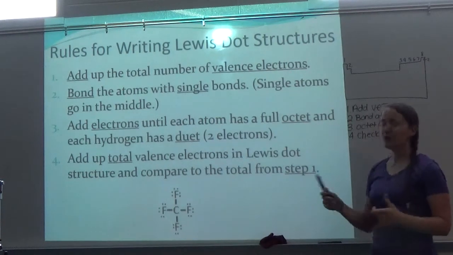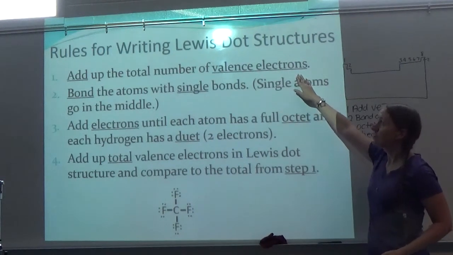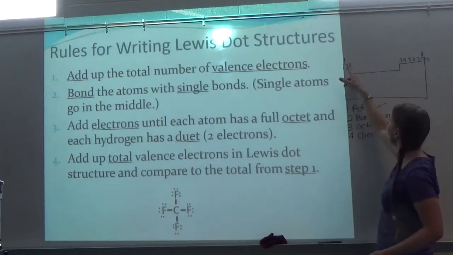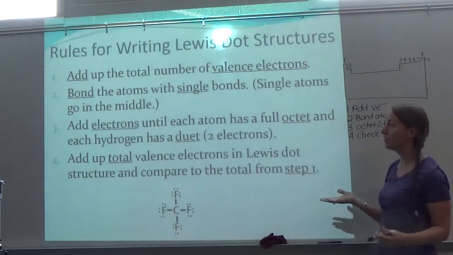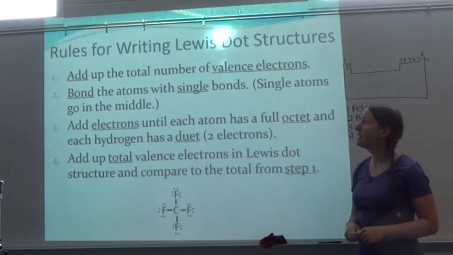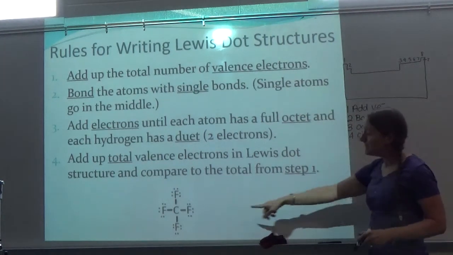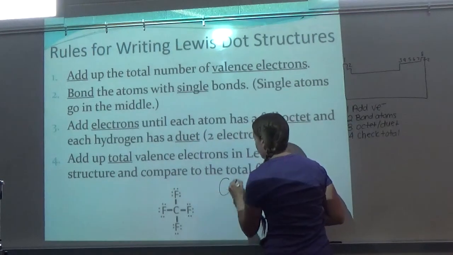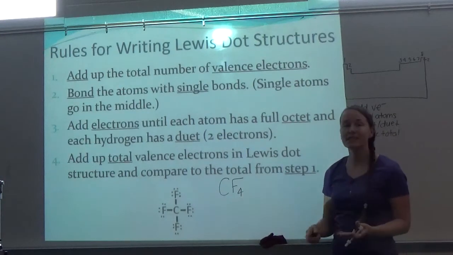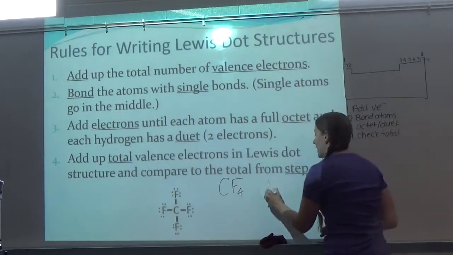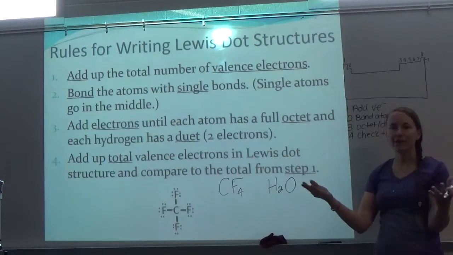All right, so let me go through and kind of explain some of these before we do one. So out of total valence electrons, I'm going to give you the formula. You just find the valence electrons on the periodic table and add them up. How many do we have to work with? Step 2, we're going to bond everybody with single bonds to begin with. And then single atoms go in the middle. That means like this formula would be CF4. Since C is the single atom, see how there's just one C? That's how I know it goes in the middle. Like H2O. O is the single atom, so I would put O in the middle and the H is bonded to it.